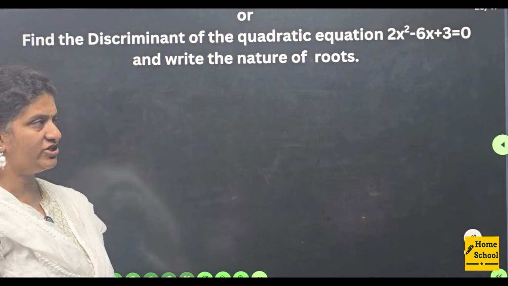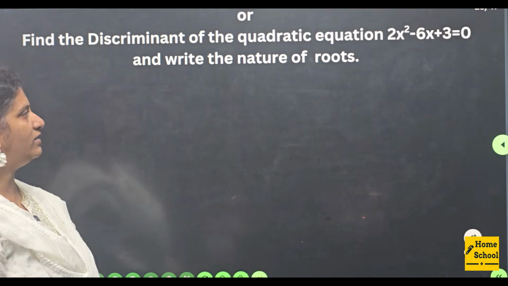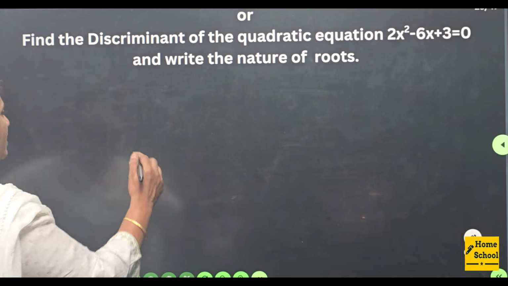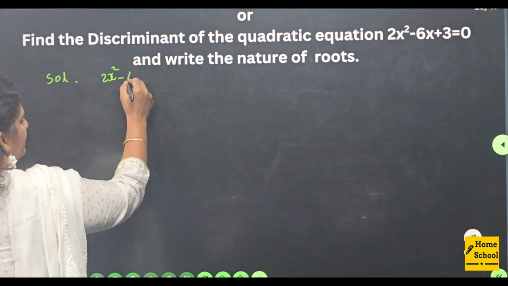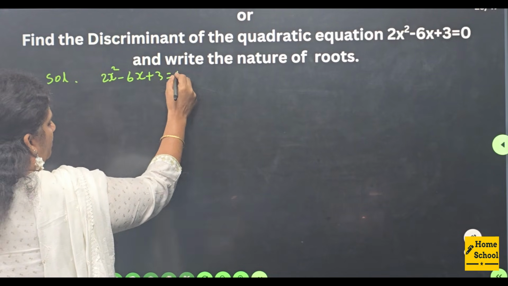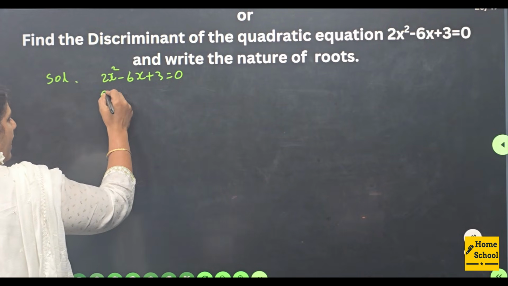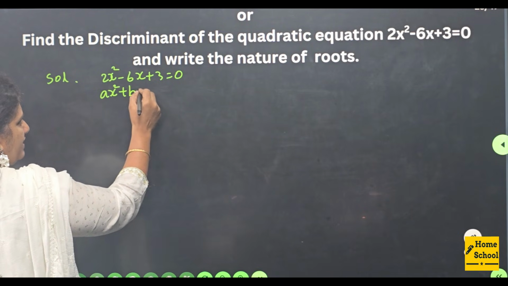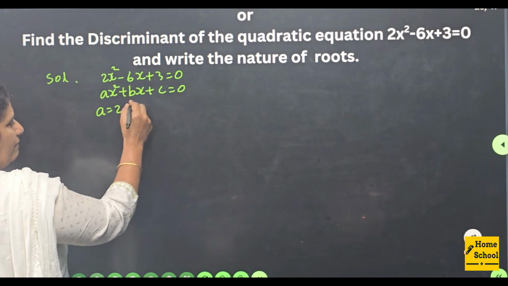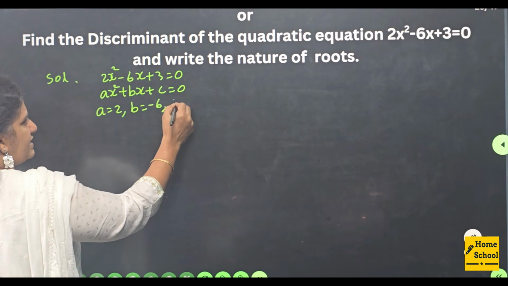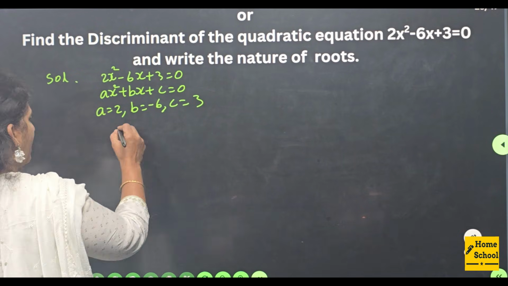In this, we have one more question. Find the discriminant of the quadratic equation 2x square minus 6x plus 3 equal to 0 and write the nature of roots. Given quadratic equation is 2x square minus 6x plus 3 equal to 0. Now this equation compare with the standard form ax square plus bx plus c equal to 0. a value is 2, b value is minus 6, c value is 3. Find the discriminant. What is the discriminant value?